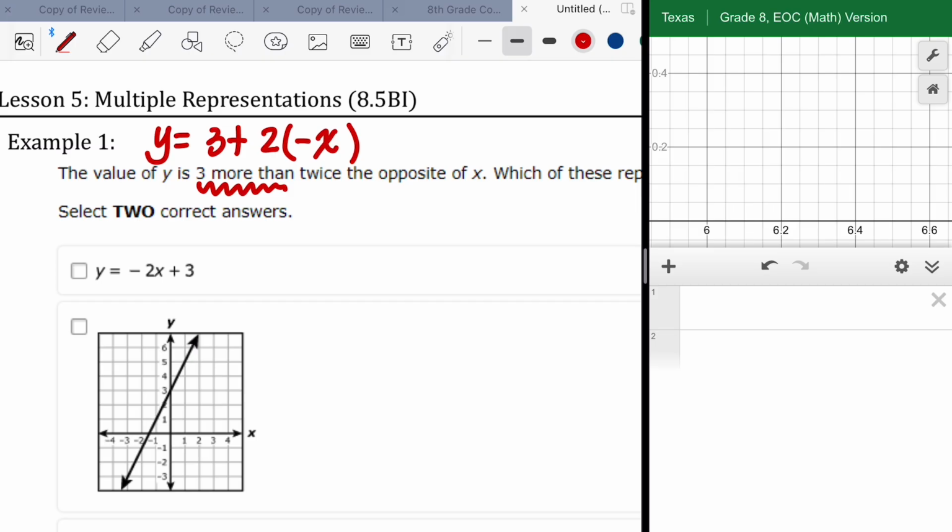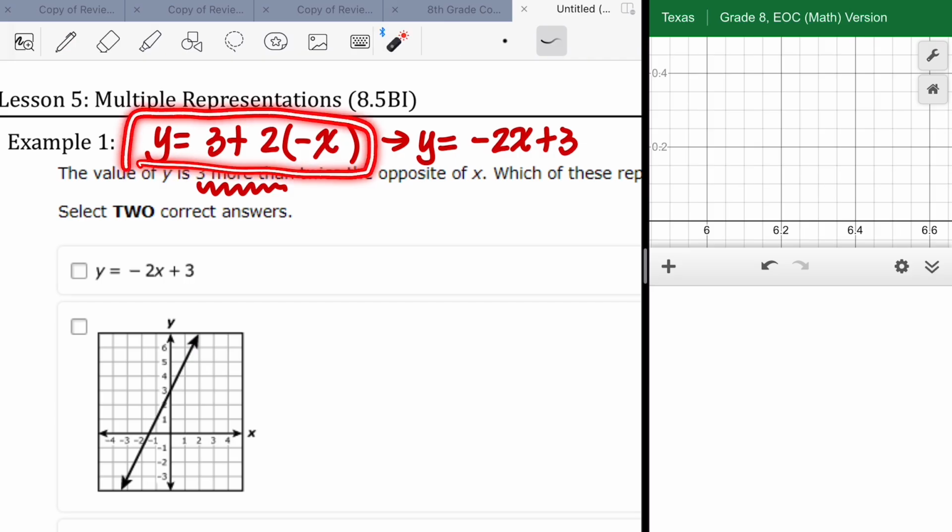So if we write it as a regular equation, we should be able to write y equals what? Negative x times 2, which will be negative 2x, and then a positive 3, plus 3. Somebody said, I do not know how to do this. Okay, but you can still use this. You will get exactly the same answer.